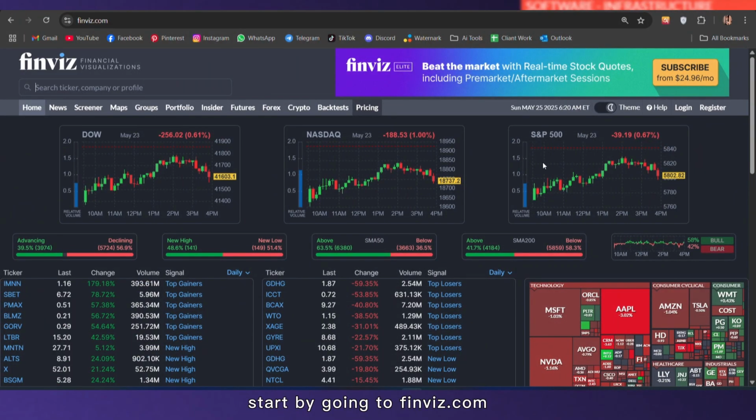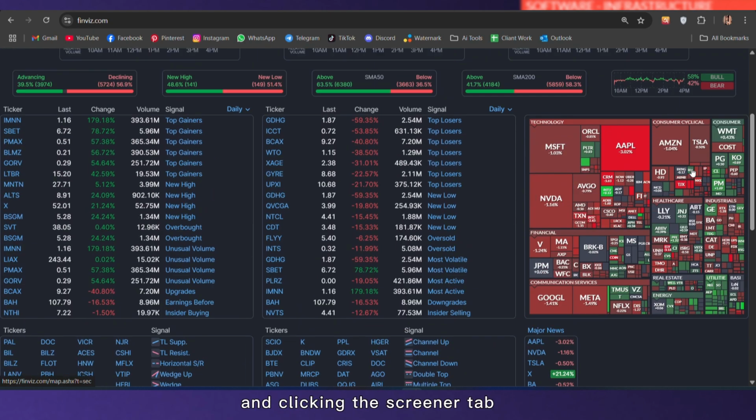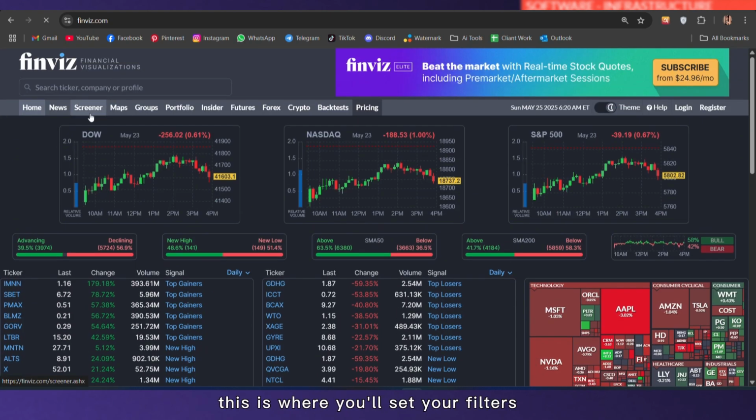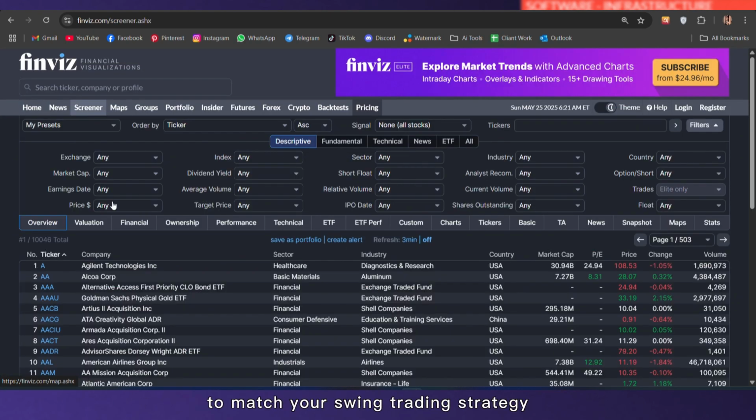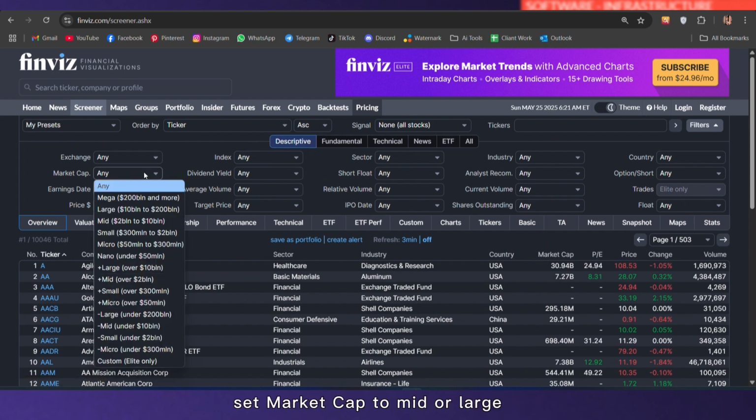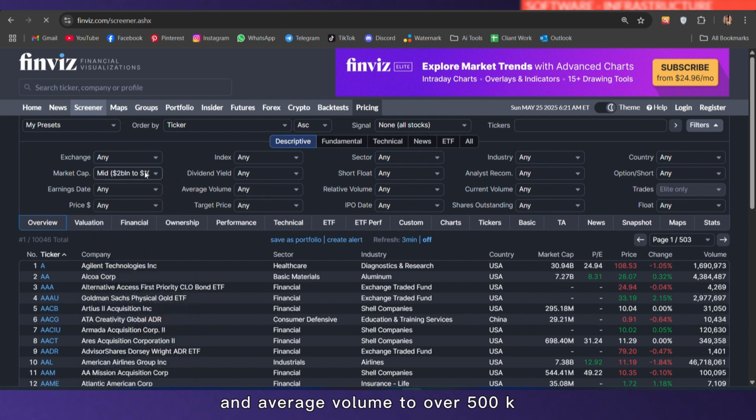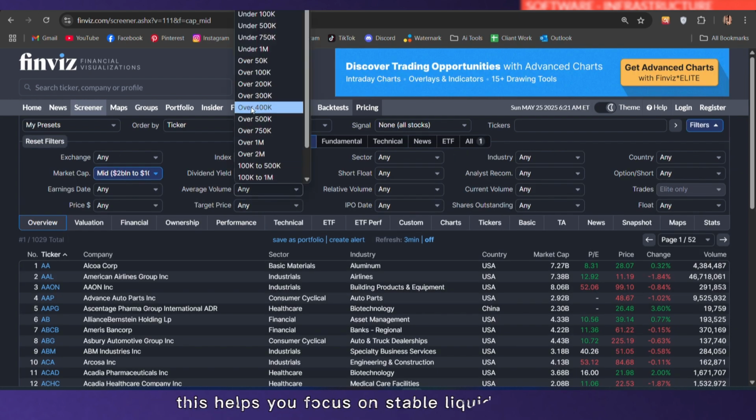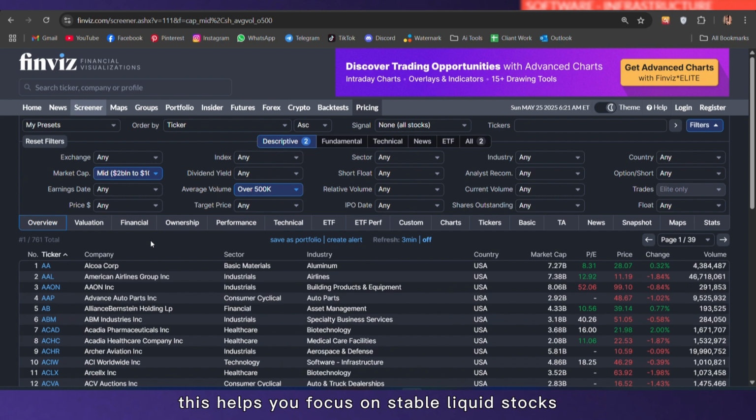Start by going to finviz.com and clicking the Screener tab. This is where you'll set your filters to match your swing trading strategy. Under the Descriptive tab, set market cap to mid or large and average volume to over 500K. This helps you focus on stable, liquid stocks.